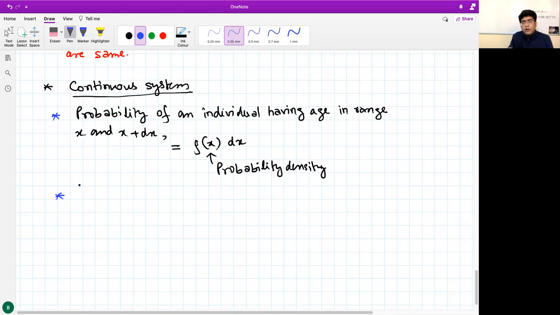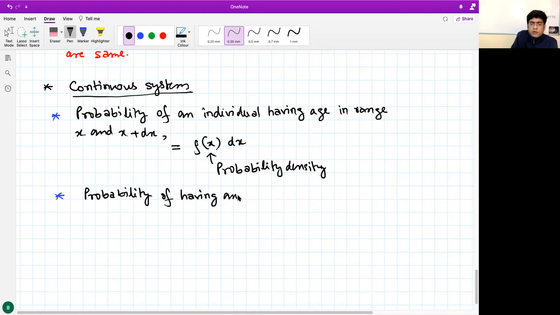Now probability of having, let's continue with the same example of the age. Let's say we have a uniform distribution of ages. So the probability of having any age will be rho x dx. Let's say we go to a street and ask everyone about their age. If we have a defined range, then if you try to have any age, this will always be equal to 1.